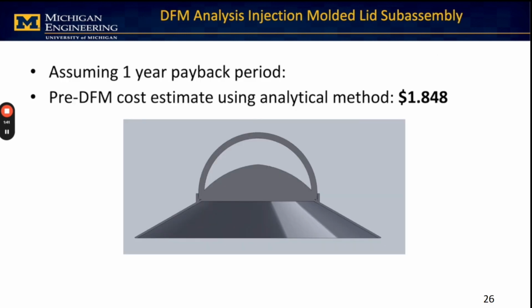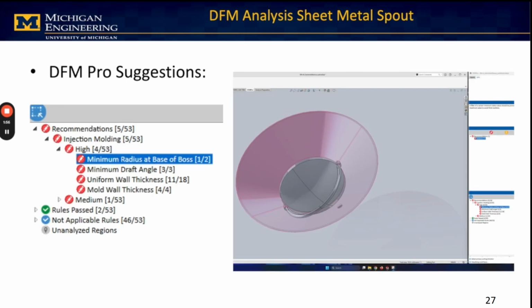For the other part, we analyzed the injection molded lid. Assuming a 1-year payback period, we used the analytical method to calculate a cost estimate of $1.848. You can see the cross section of the pre-DfM part here. Using DfM Pro, we were able to get suggestions for improving the manufacturability of the part. These included minimum radius at base of boss, minimum draft angle, uniform wall thickness, and mold wall thickness.